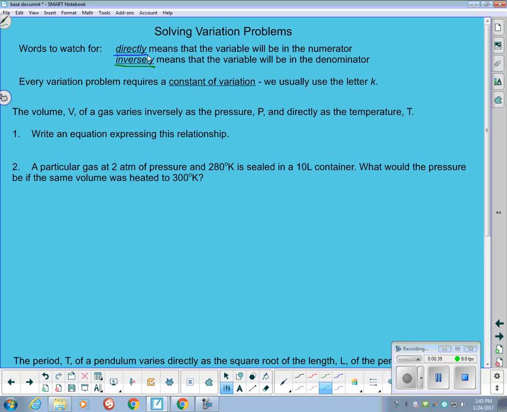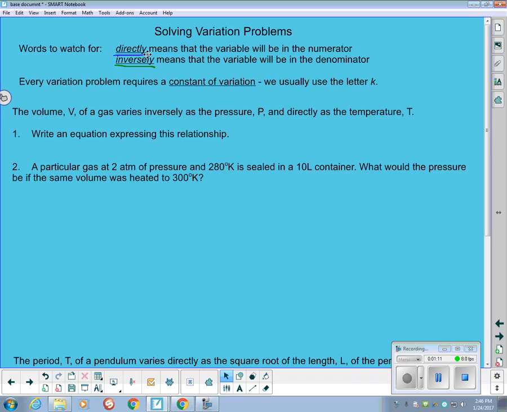And if you instead hear the word inversely, then that means the variable that comes after that is going to be in the denominator. When we write our variation equations, we always need to include what's called a constant of variation, and we'll talk about why that has to be there in these problems. We usually use the letter K for that, although in some specific problems that constant of variation actually has a very specific name.